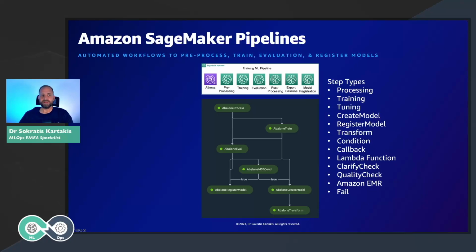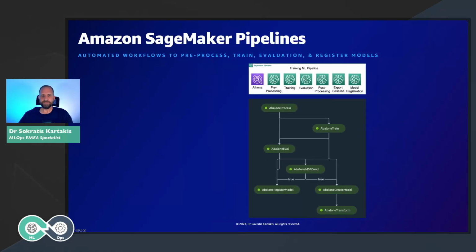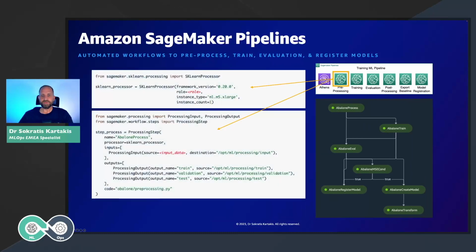SageMaker has the service Amazon SageMaker Pipelines, which is nothing else than a service that helps you create these ML pipelines. SageMaker Pipelines support specific types of steps like pre-processing, training, tuning, which is hyperparameter optimization in other words, Lambda steps, EMR steps, or even callback steps with which you are able to call any type of service you want. But how can we create such a workflow? The first thing that we need to do is to define the processing steps with similar code as the previous slide that I showed you.